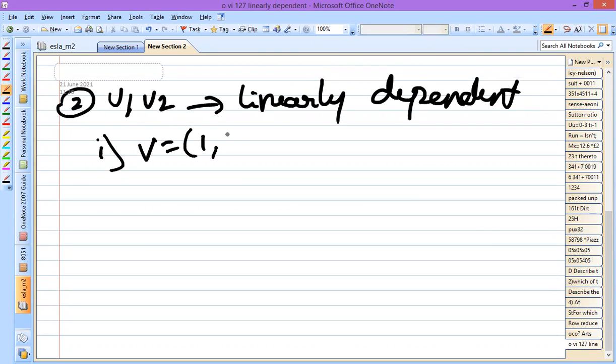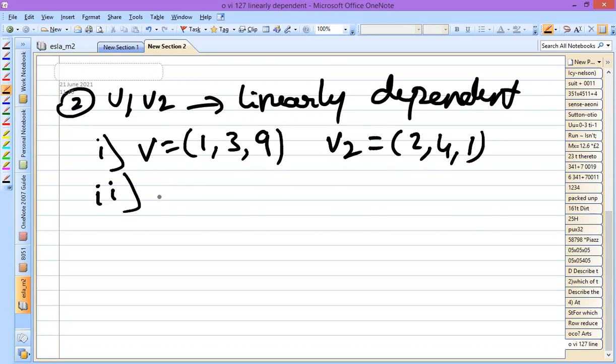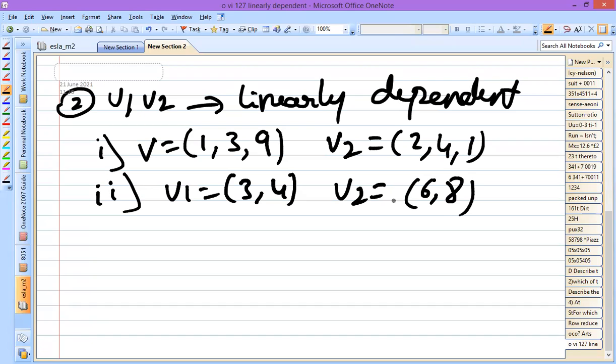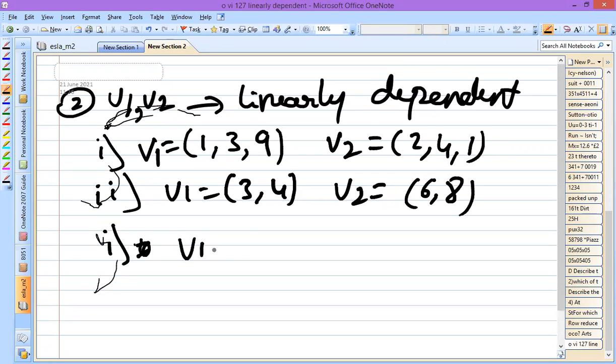For the first case, V1 is equal to (1, 3, 9) and V2 is equal to (2, 4, 1). For the second case, V1 is equal to (3, 4) and V2 is equal to (6, 8). Two vectors are given, V1 and V2, and we have to identify whether they are linearly dependent or not. In the first case, V1 is (1, 3, 9) and V2 is (2, 4, 1), right?